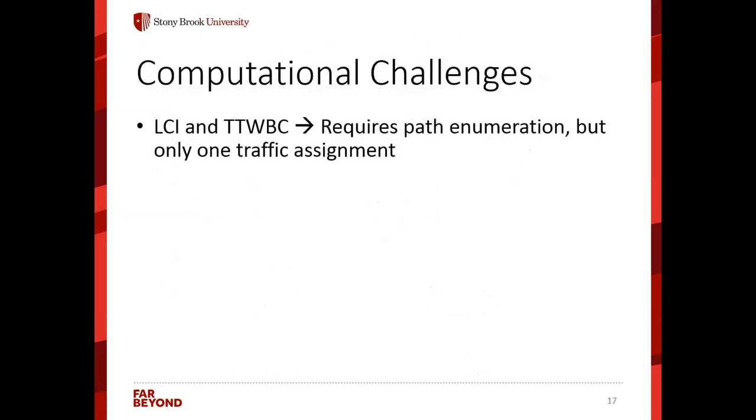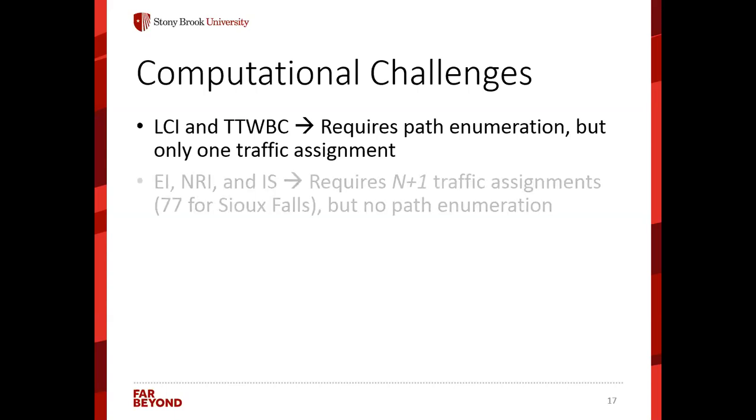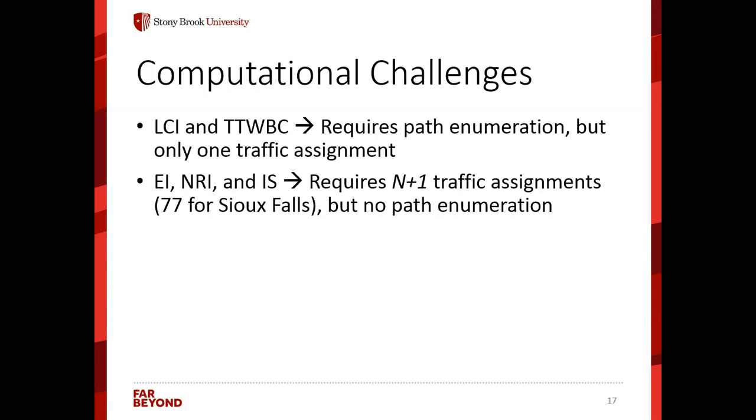So, computational challenges. LCI and travel time betweenness centrality require path enumeration. LCI by design, and also travel time weighted betweenness centrality, because betweenness centrality relates to how many times a link appears in the shortest path between all ODs, so there is path enumeration involved in it. And the other methods require n plus 1 traffic assignments. N is the number of links in the network, and plus 1 is you do it for the base network, then you remove each link, do n more traffic assignments, and compare with the base network results.